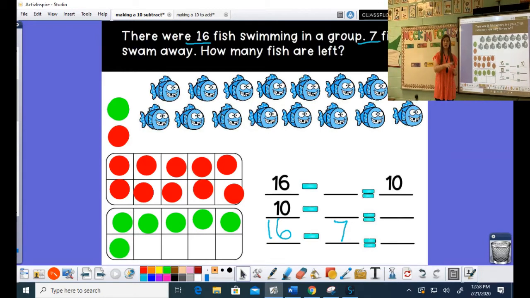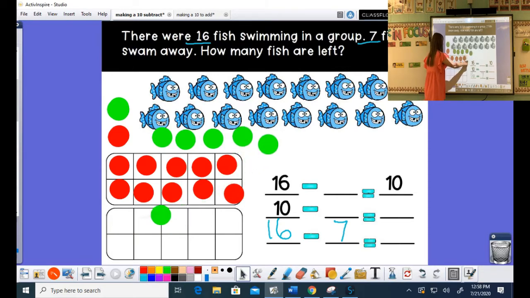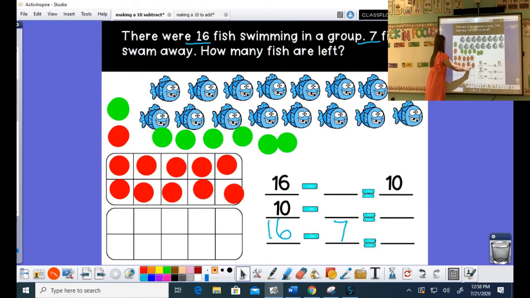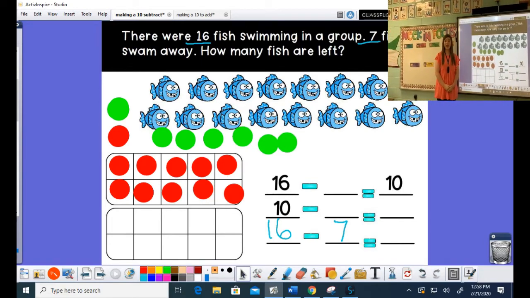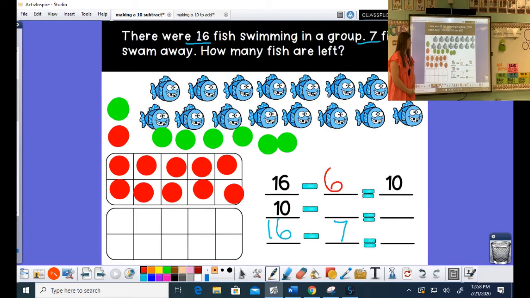Now I'm slowly going to take away green counters until I get to 10, or slowly take fish away until I get to 10. So I'm going to take away from my green counters first. 1, 2, 3, 4, 5, 6. We have now made a group of 10. How many counters did I take away to get to 10? That's right, 6. So I need to write that in my new number sentence. 16 minus 6 equals 10.